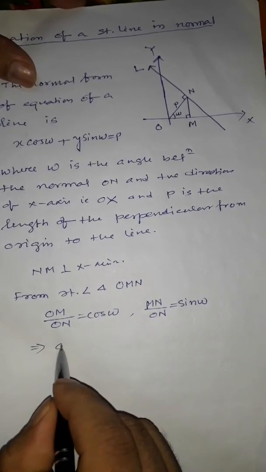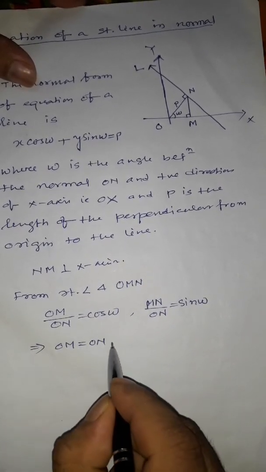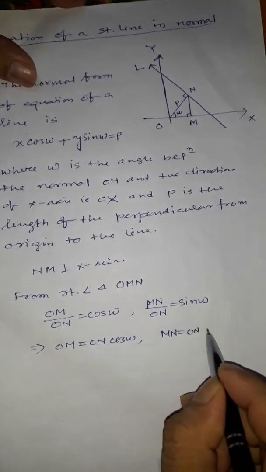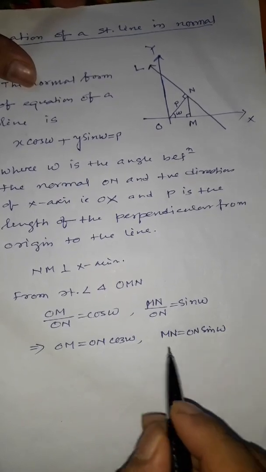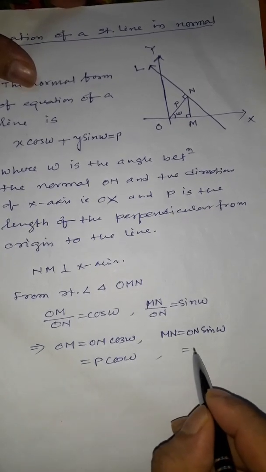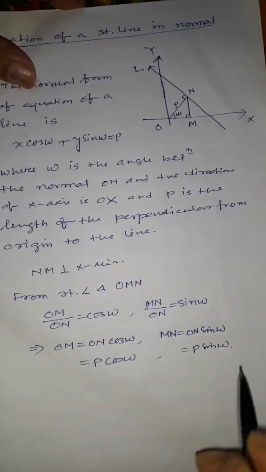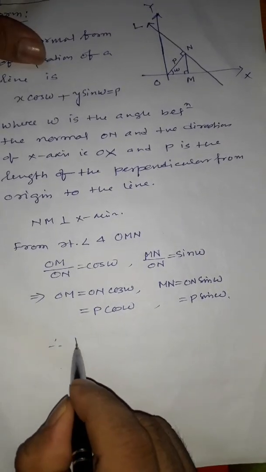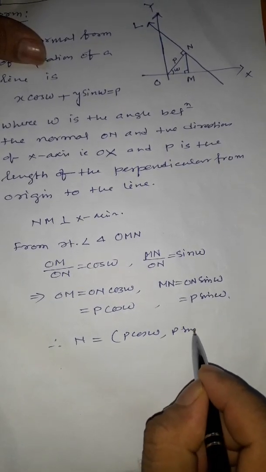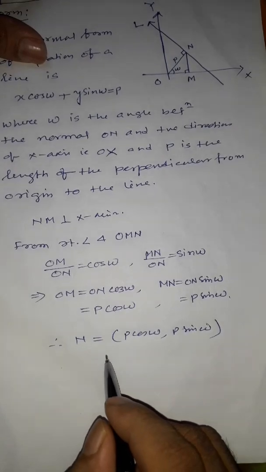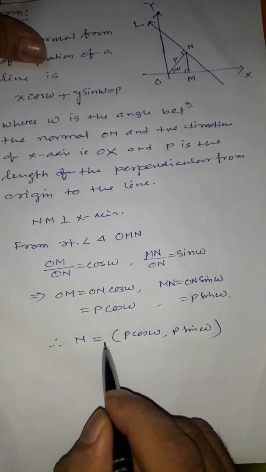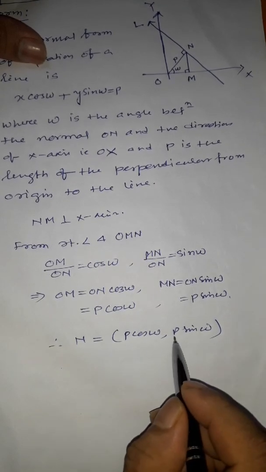So this implies OM equals ON cos omega, and MN equals ON sin omega. ON is P, so OM is P cos omega, and MN is P sin omega. Therefore the coordinates of N will be (P cos omega, P sin omega). Here P is constant. P is always positive. P is the distance from the origin to the line, so P is always positive.